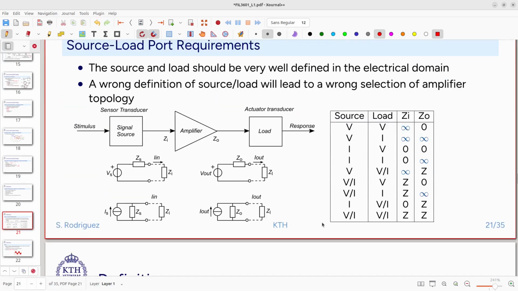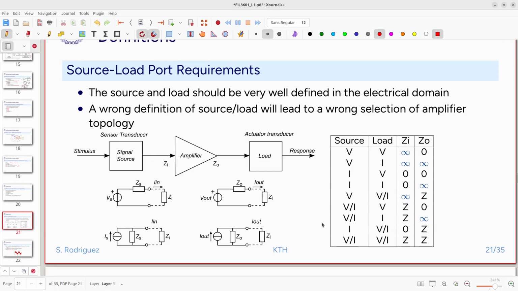Now the source and load port requirements. The source and load need to be very well defined before we design an amplifier, and the reason for that is that if we select the wrong model for the source or for the load, then we will be implementing a wrong amplifier. So it is very important, before even taking into consideration which kind of amplifier topology we are going to implement, we have to be very clear about how the source and the load look.